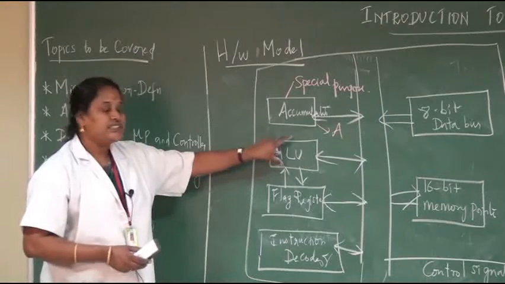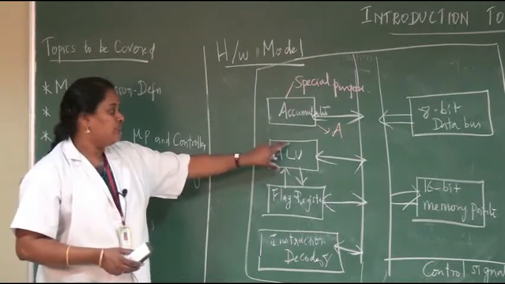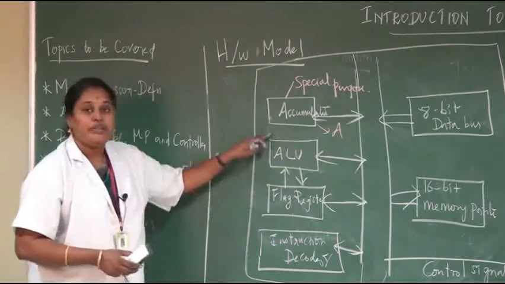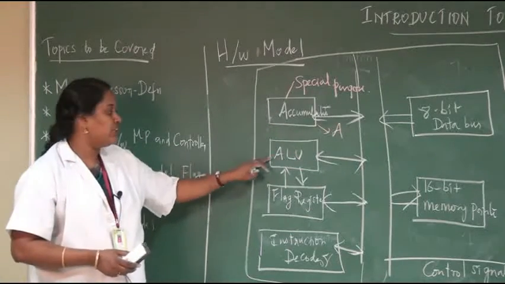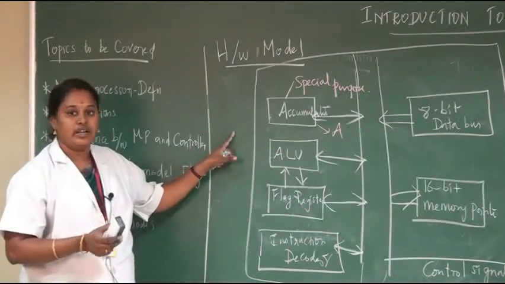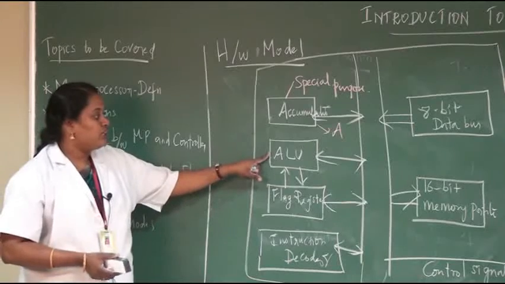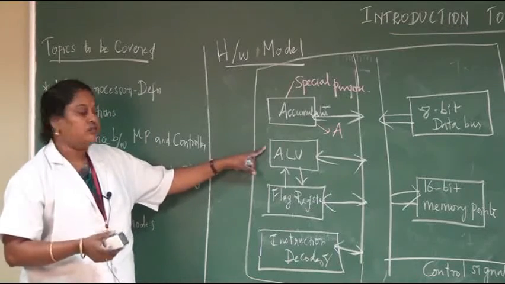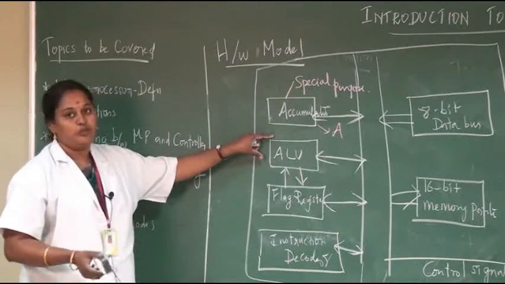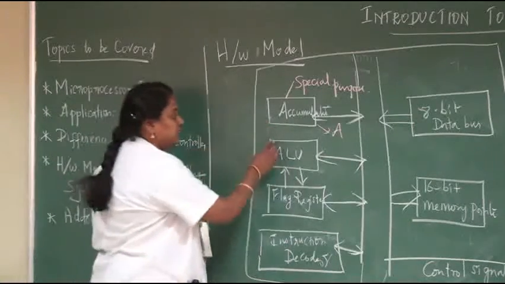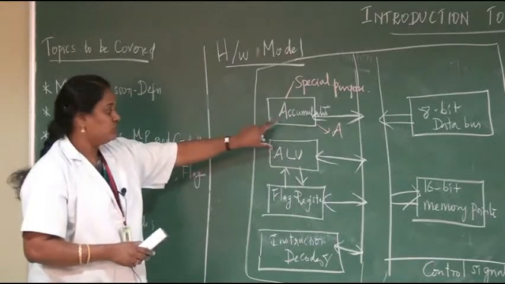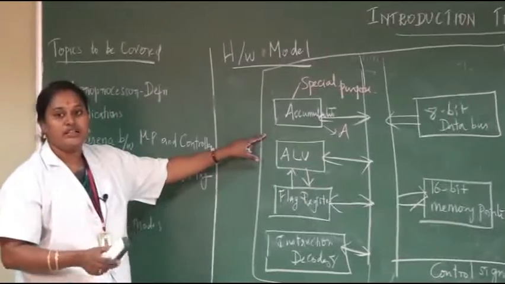So ALU decides the size of the processor. For example, if you say a processor chip is an 8-bit processor, it depends upon the processing capacity of the ALU. Suppose the ALU is capable of processing 8-bit data, that particular processor is referred to as an 8-bit processor. Suppose the ALU is capable of processing 32-bit data, then that particular chip is referred to as a 32-bit processor. So the size of the processor is decided by the processing capacity of ALU. That is why we say ALU is the heart of the processor.